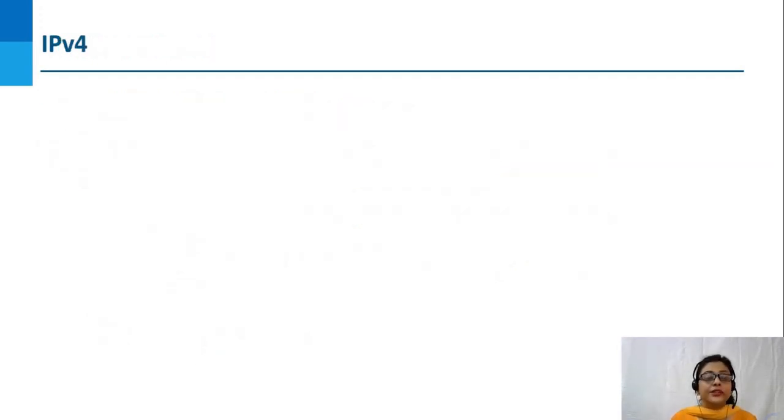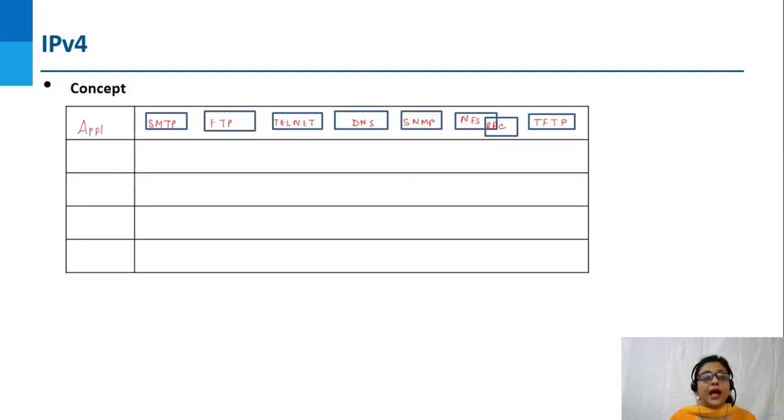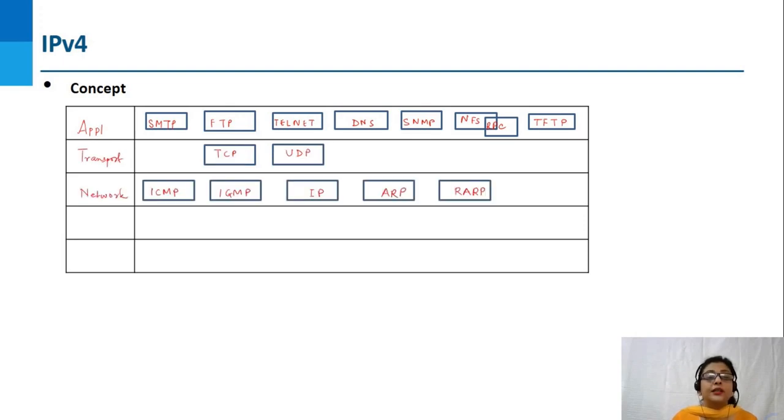Let us now turn our attention to IPv4. Let us understand the concept of IPv4. In IPv4, there are 5 layers, as we have already seen in the TCP/IP protocol suite: the application layer, the transport layer, the network layer, the data link layer, and the physical layer.